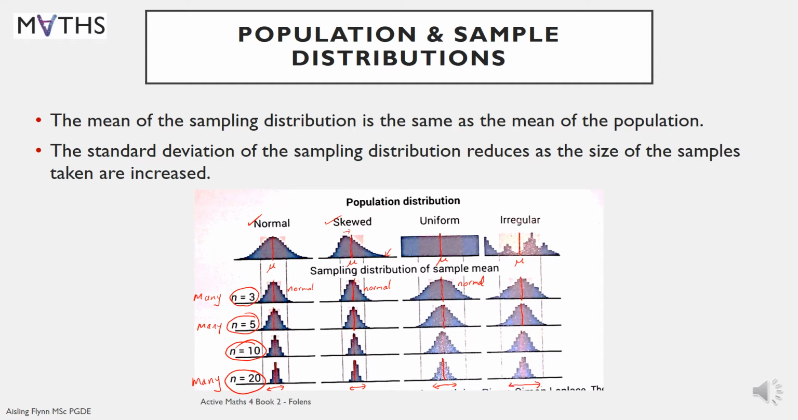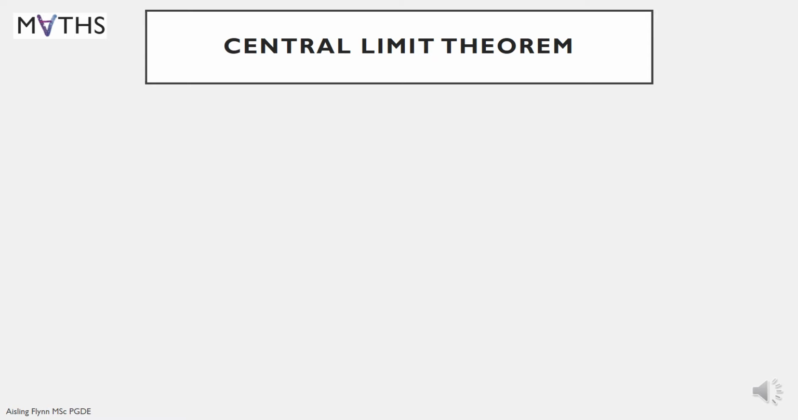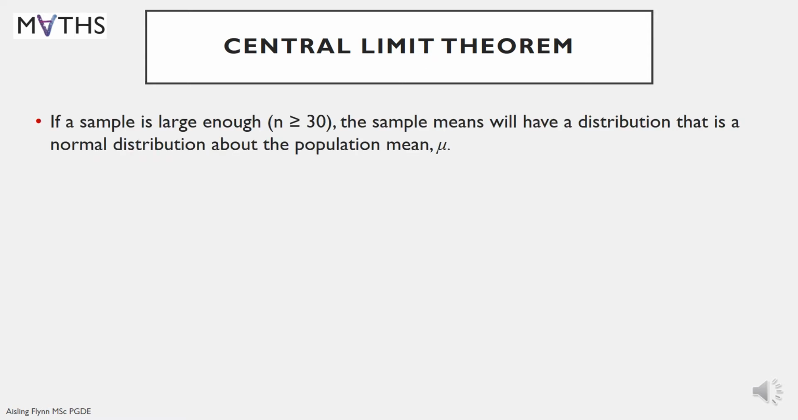Okay, and that's what we said above. The mean of the sampling distribution is the same as the mean of the population, and the standard deviation, or that measure of spread of the sampling distribution, gets smaller as the size of the samples taken is increased. That brings us to the central limit theorem.